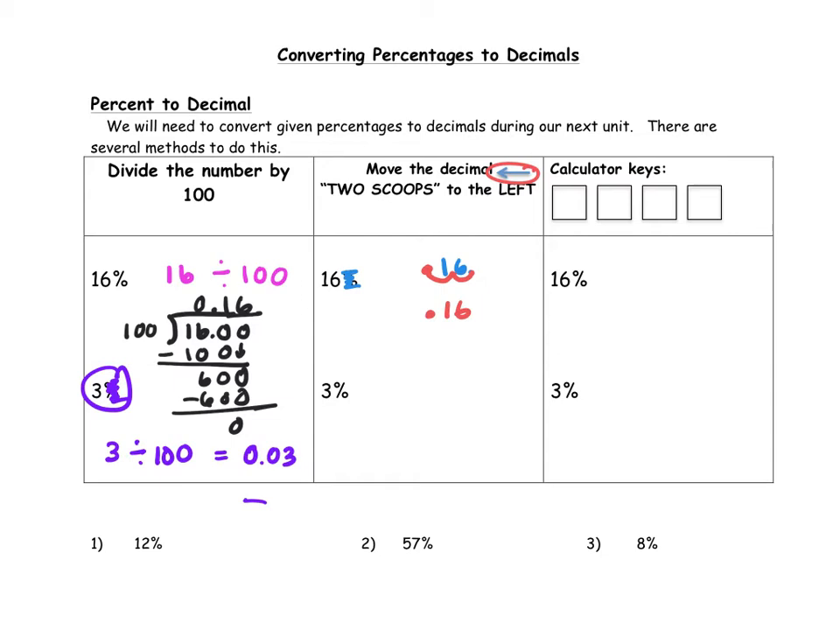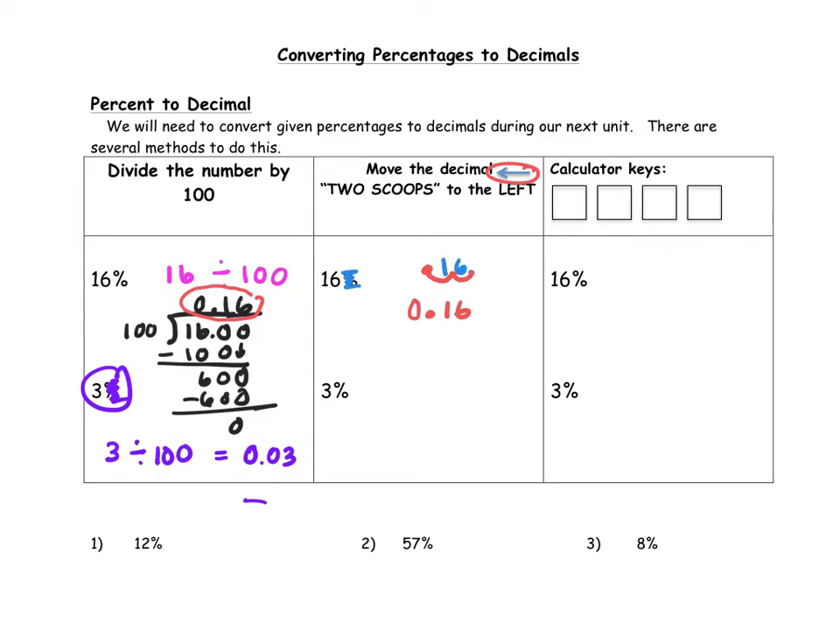Now if I compare that to what we had in the first method, the only thing that's missing is my placeholder, my ones zero, or my 0 in the ones column. So it accomplished the same thing just by doing the shortcut method.